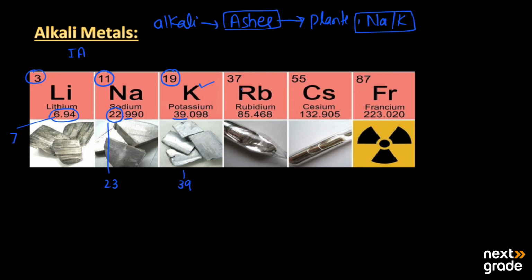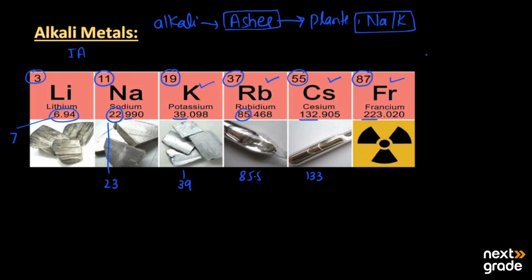Then we have rubidium, which is the fourth alkali metal. Its atomic number is 37, symbol is Rb, and mass number is 85.4. So we can also write it as 85.5 by rounding off. The next element of the alkali metals is cesium. Its symbol is Cs, atomic number is 55, and mass number is 132.9, or we can also write it as 133. Then we have francium. Its atomic number is 87, symbol is Fr, and its mass number is 223.9.